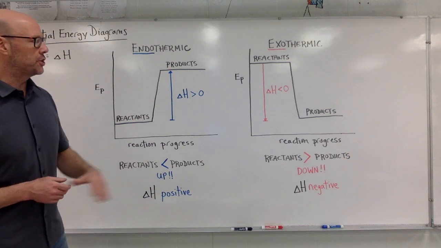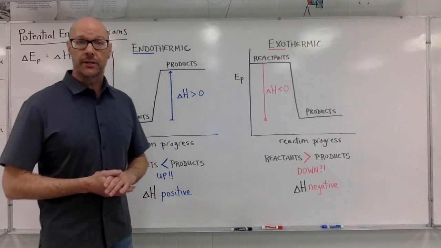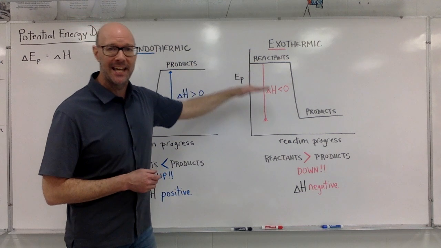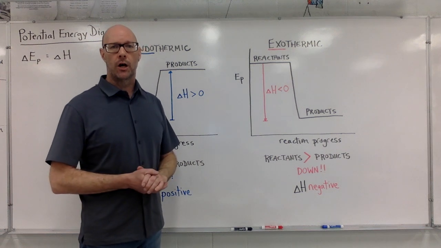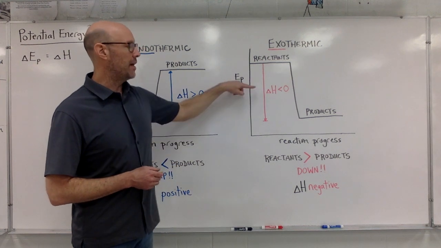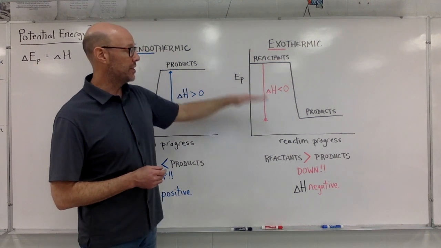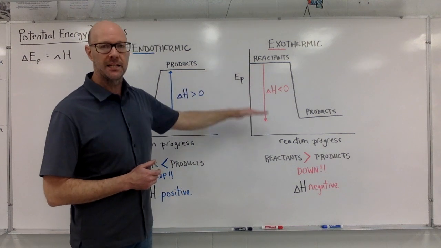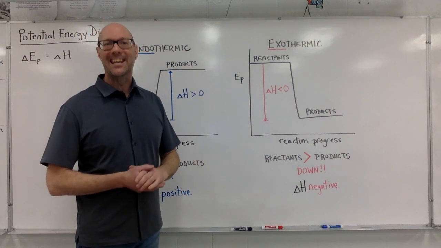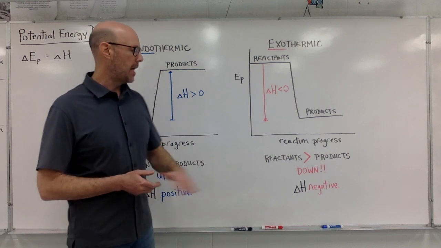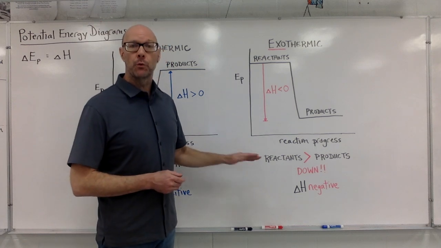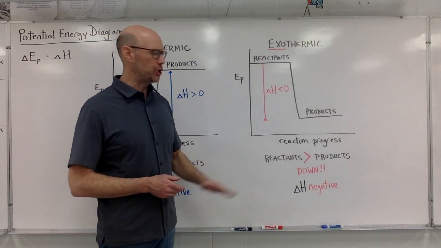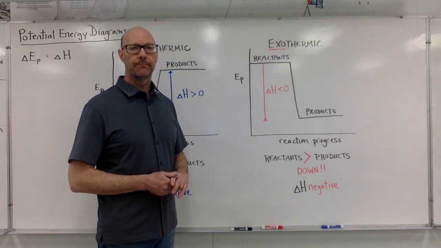The exothermic situation is the exact opposite. There's a horizontal line for the reactants that goes down to where the products are. The graph goes down. The delta H, it's still the distance in between the two horizontal lines, but because we're coming down, the delta H is a negative value. And to take it one step further, we could say that the reactants have more potential energy than the products.